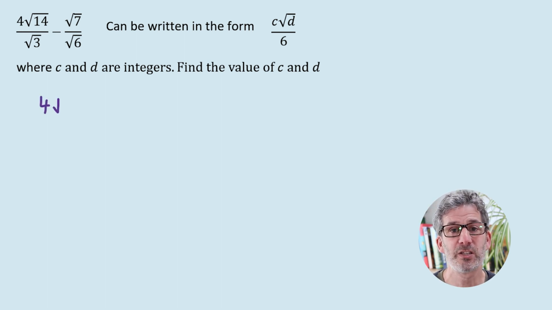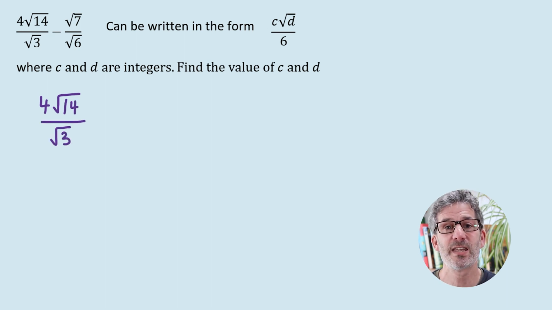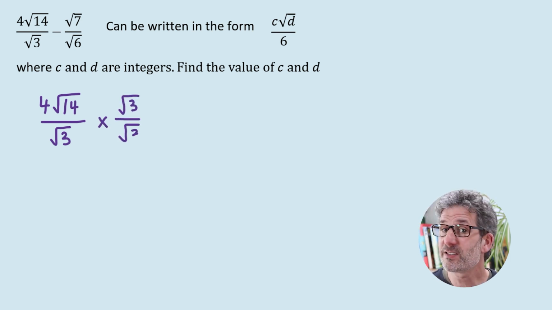In the first fraction, the denominator is root 3. So to rationalise that, we're going to multiply by root 3 over root 3. That doesn't change the value of the initial fraction in any way. Root 3 over 3 is just 1. So all we're doing really, effectively, is multiplying it by 1. But we are rewriting it as an equivalent fraction whose denominator will no longer be a surd.